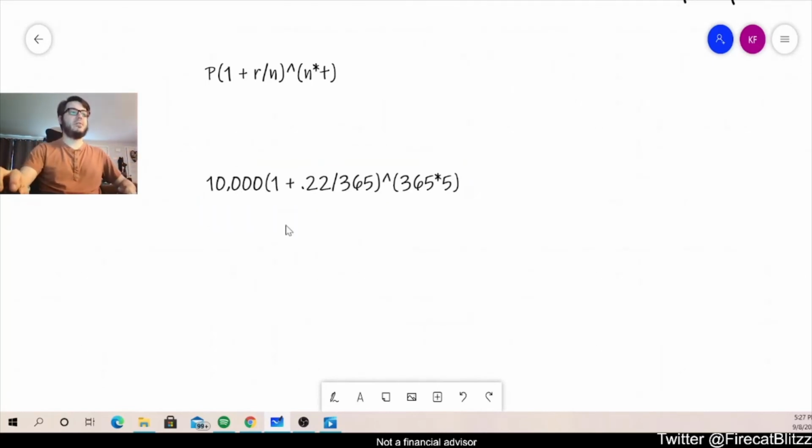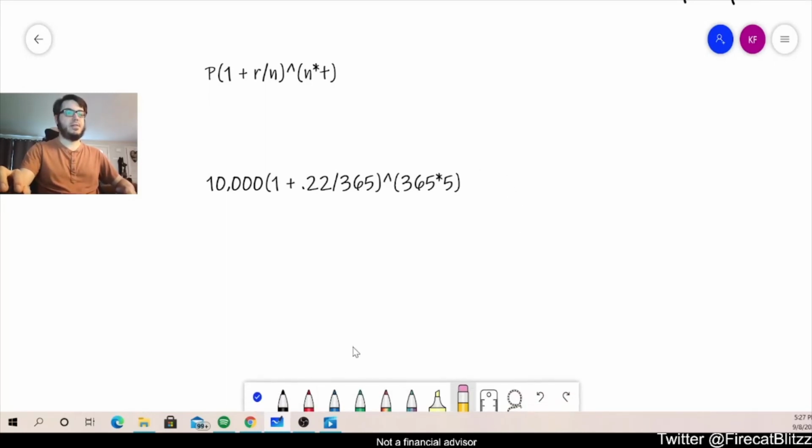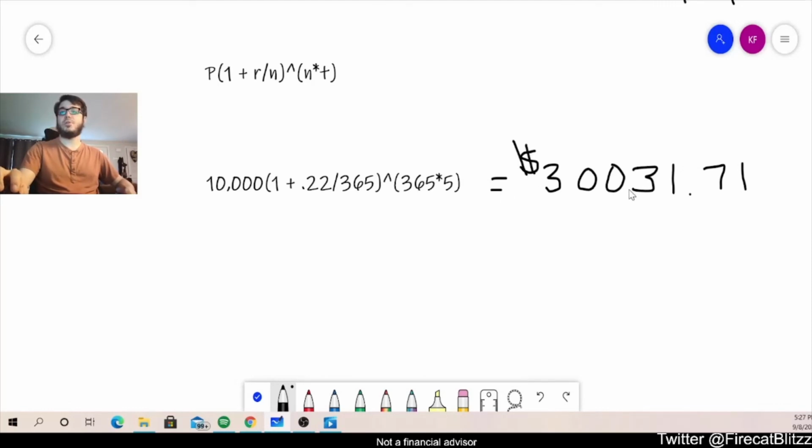If we go ahead and calculate that after a 5-year period of it compounding interest, that's actually going to end up turning from $10,000 all the way up to $30,000 and $31.71. So our money in a 5-year period more than tripled.